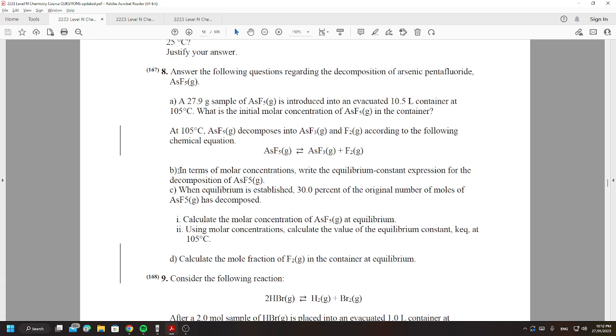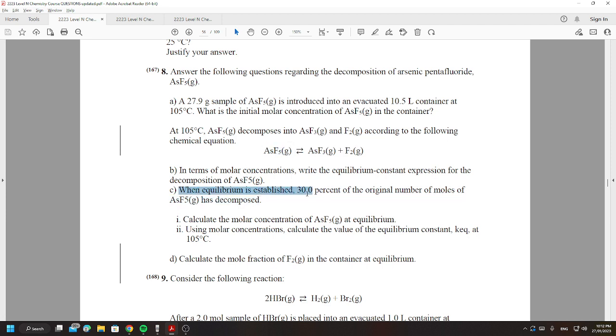Now, B, in terms of concentration, write the equilibrium constant expression for this. You guys already know how to write the equilibrium expression. So K equilibrium equals the concentration of the products over the concentration of the reactants.